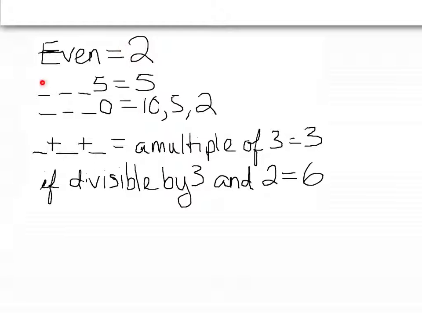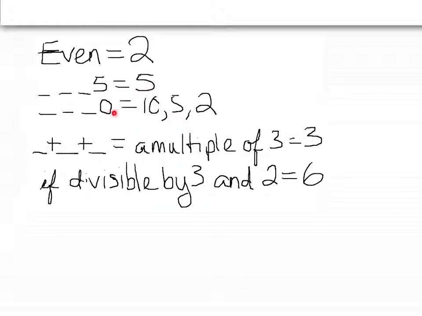Any number, these are just other digits, it can be anything. Any number whose last digit is 5 is divisible by 5. So 5, 15, 55, whatever, it's always divisible by 5.